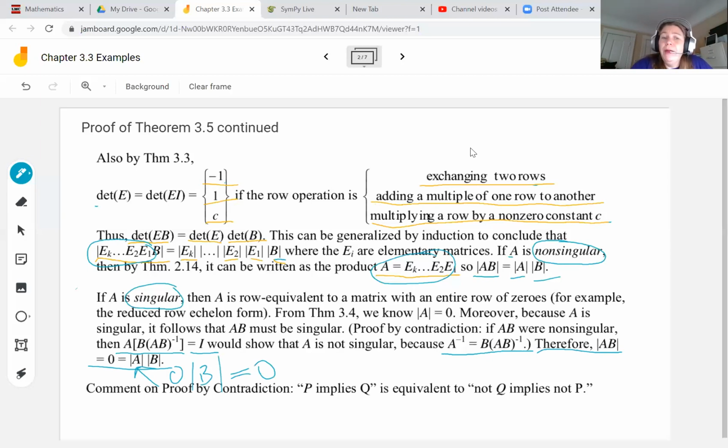When we do a proof by contradiction, we're saying P implies Q. That's equivalent to saying, if not Q is true, then that implies not P. So sometimes we write this with logic, like P implies Q is the same as saying not Q implies not P. This is the not sign in logic.